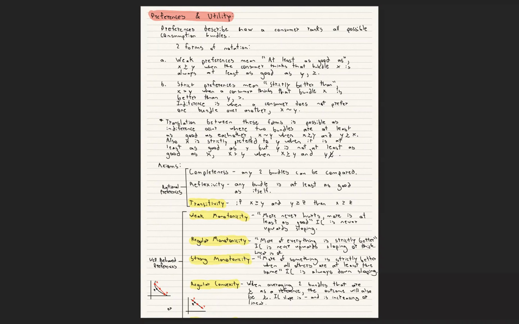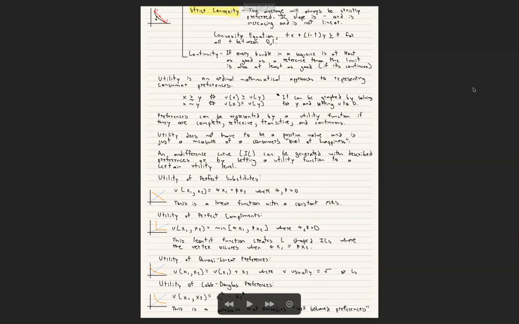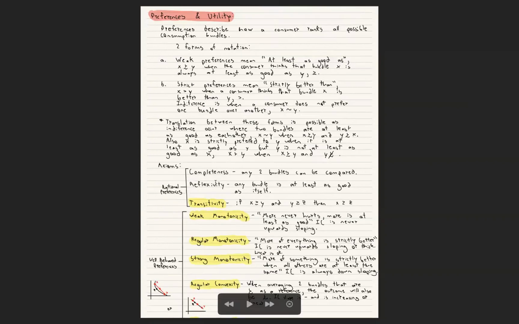Weak monotonicity, regular, strong, as well as the convexities, and we'll just go to the next page real quick here. And continuity, if you have all of those on top of the rational preferences, your consumer is said to be well-behaved. So again, weak monotonicity just basically says that more never hurts.